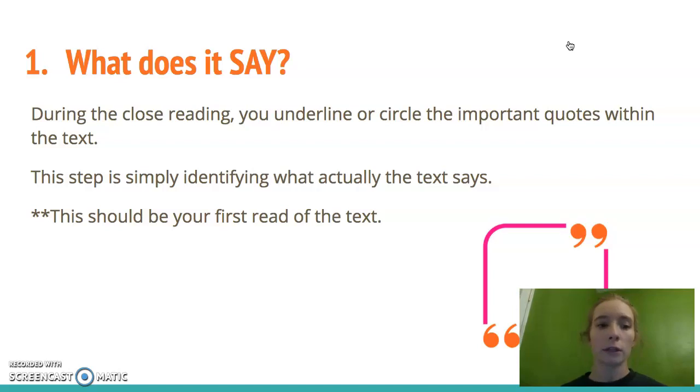This means during the close reading, you're either underlining or circling the important quotes within the text. This step is simply identifying what the text is actually saying. So this should be during your first read of the text, and you're just gaining a basic understanding of what the author is trying to get across.